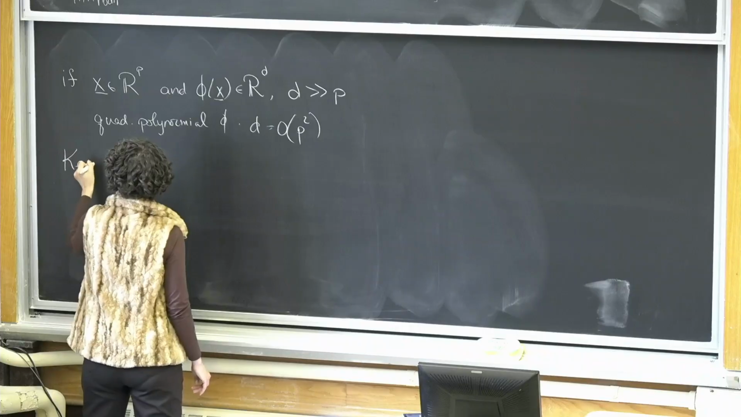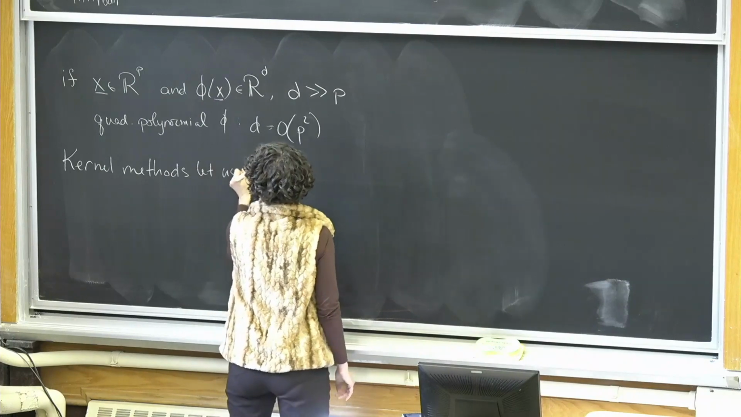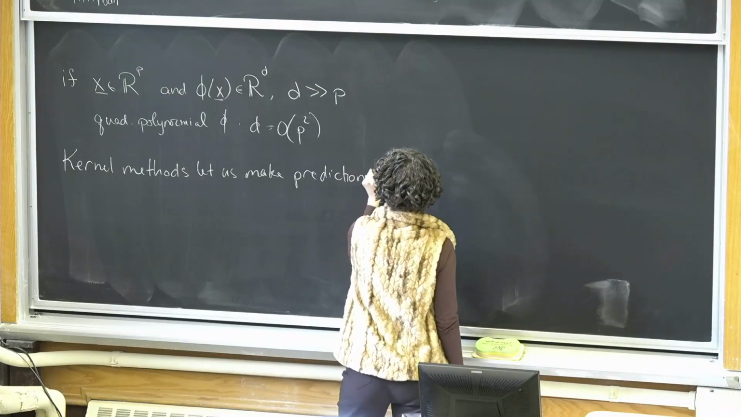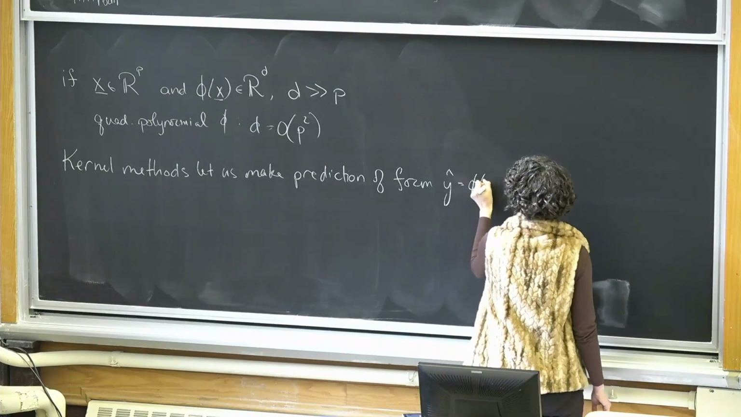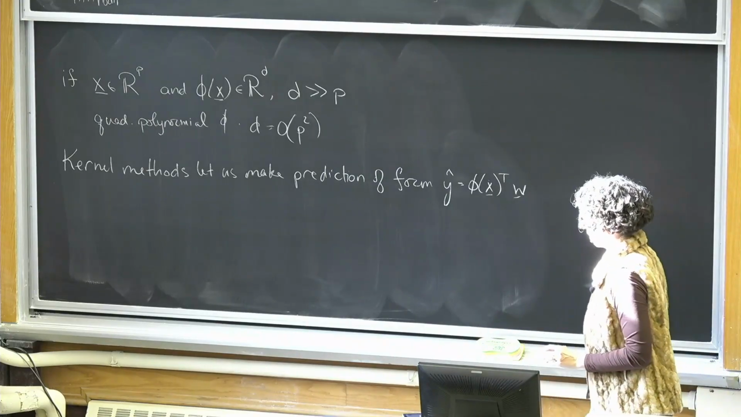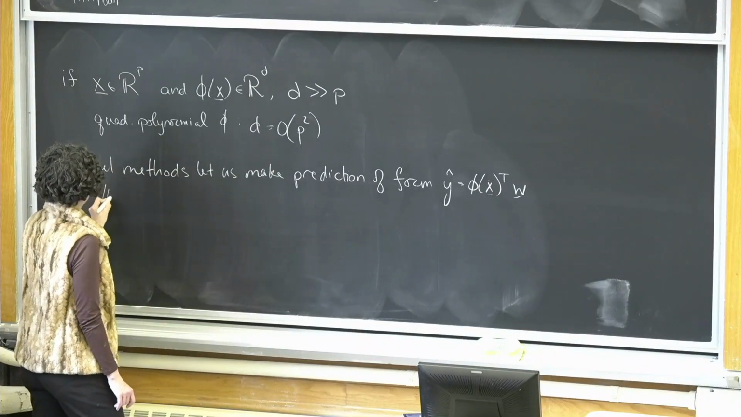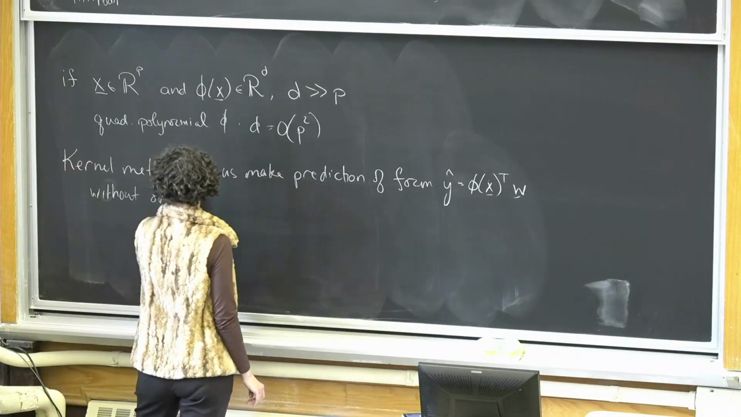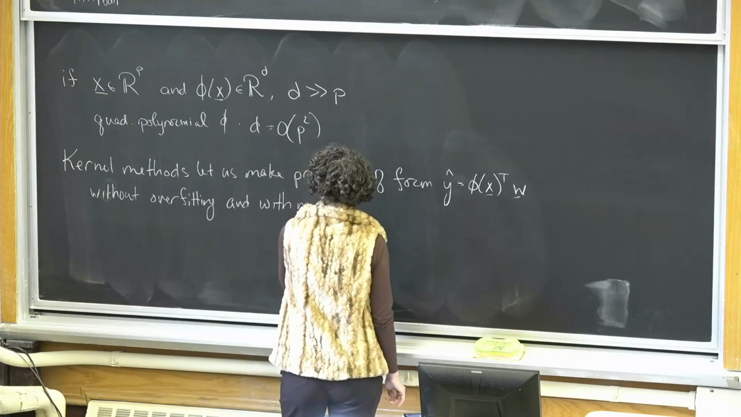And so with kernel methods, we are going to let us make predictions of the form y hat is equal to the inner product of phi of x and some weight vector w. And we are going to do this in a way that helps us avoid overfitting and with manageable computation.